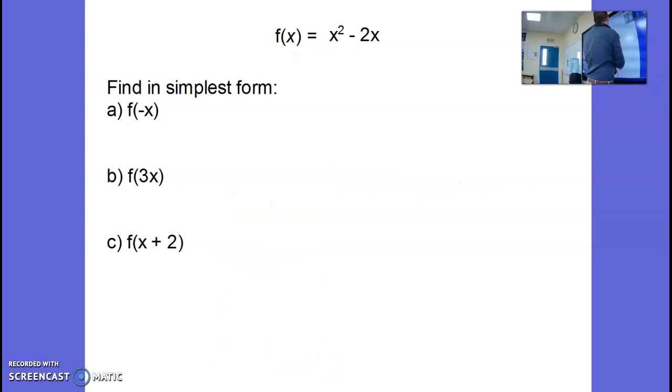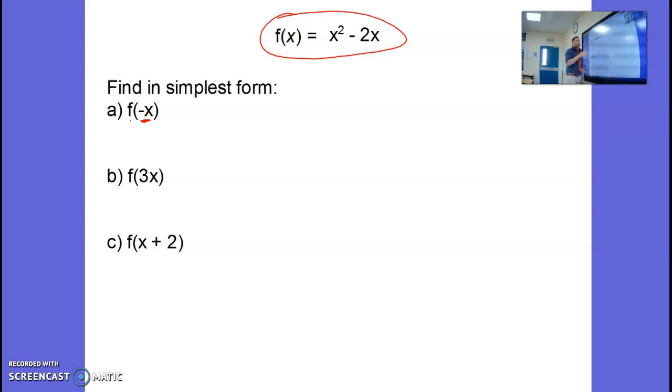Let's up the complexity a little bit now. So I'm going to bring in things that aren't just straightforward numbers. We're now going to substitute expressions into our functions. The plan is the same, trust your algebra. We're going to say, what is f of negative x if this is our function?